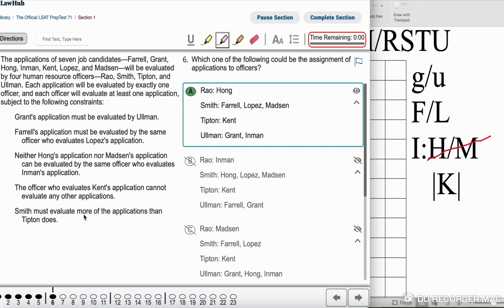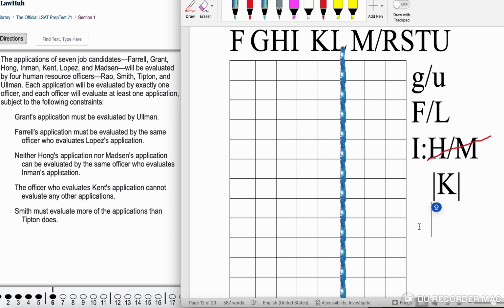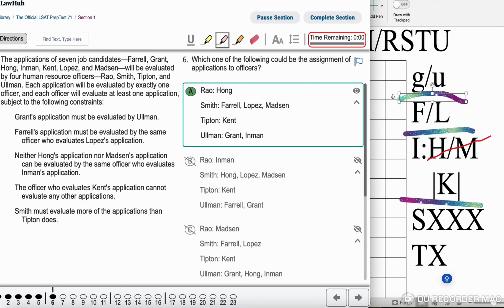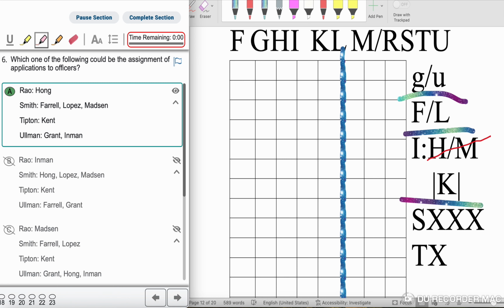I'm just going to write the last condition down. S must evaluate more of the applications than T. So for that one, S, triple X, T, 1X. And here I have the conditions, and with this being met, I have successfully filled out the first game piece and got the question correct. So from there, I'm just going to copy it down.